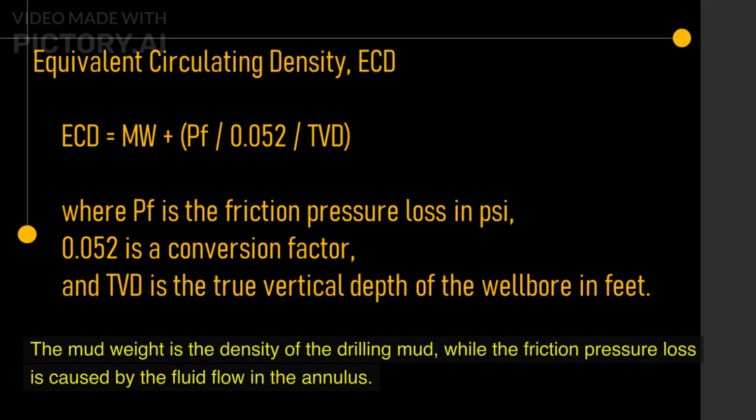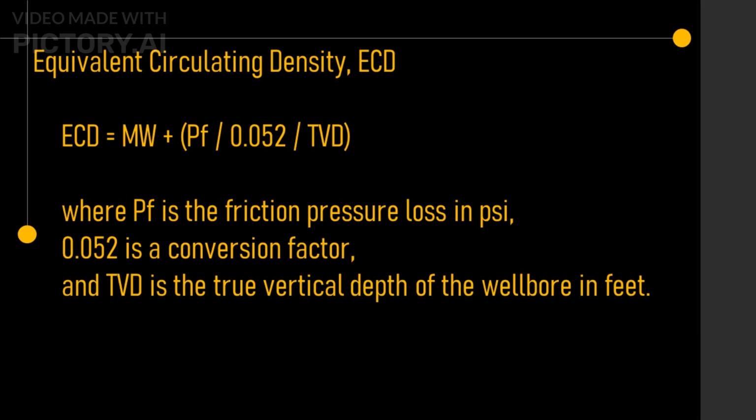To calculate ECD, we use the formula ECD equals MW plus PF divided by 0.052 times TVD, where PF is the friction pressure loss inside the annulus, 0.052 is a conversion factor, and TVD is the true vertical depth of the wellbore in feet. ECD is important because if it's too high, it can cause formation damage, lost circulation, and other issues that can lead to costly downtime and lost production.